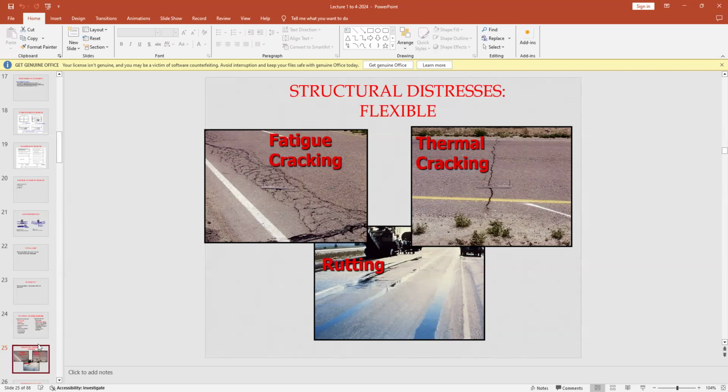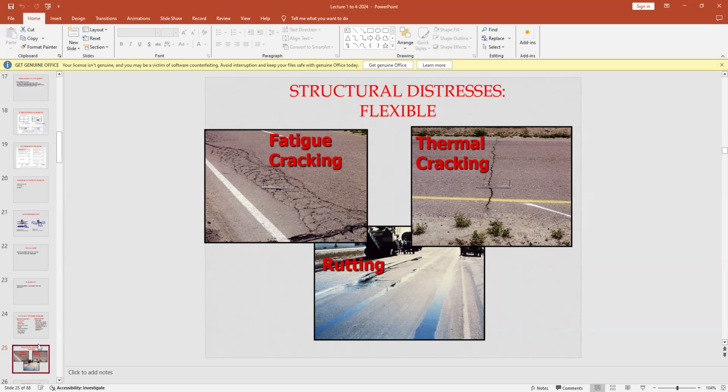So ordinarily, thermal cracking is just a small crack. If you do maintenance, it does not require any overlay or anything. You just have to fill it. But if you don't address it and leave it for long, then there will be problems because of those cracks. And there is another problem with asphalt concrete, which is rutting. Rutting occurs under the wheel path of heavy traffic load.